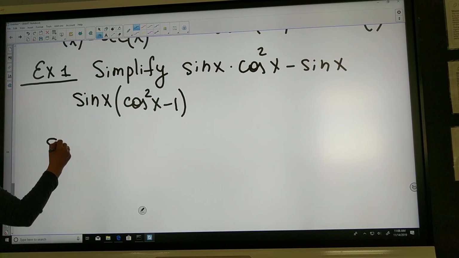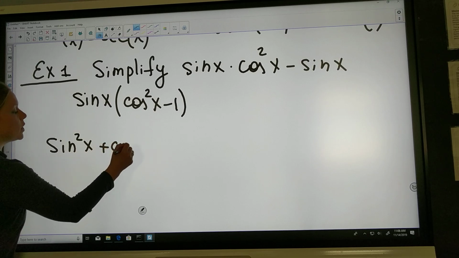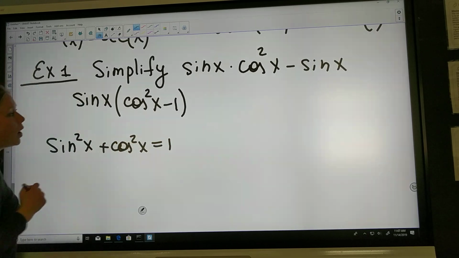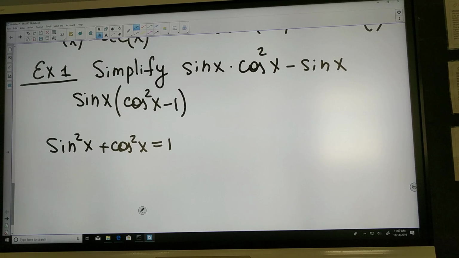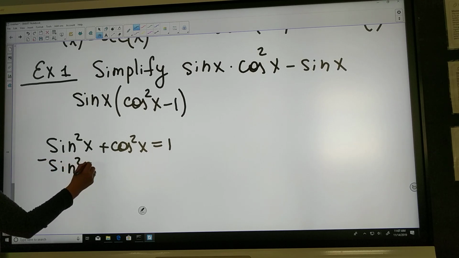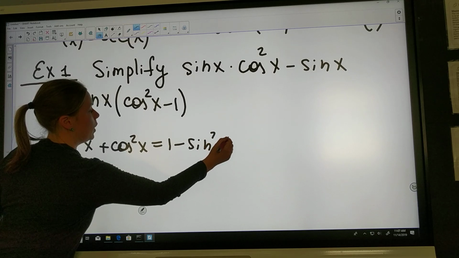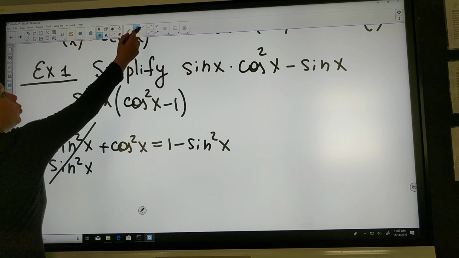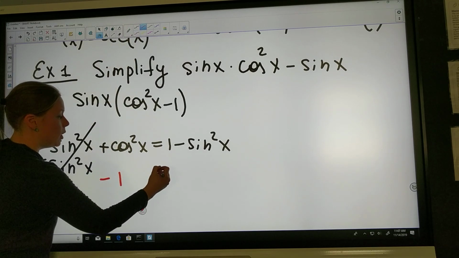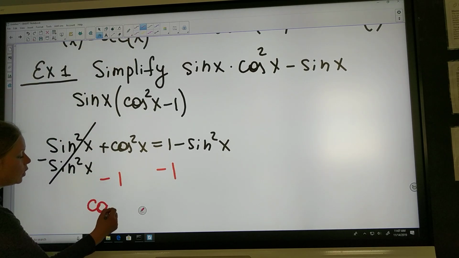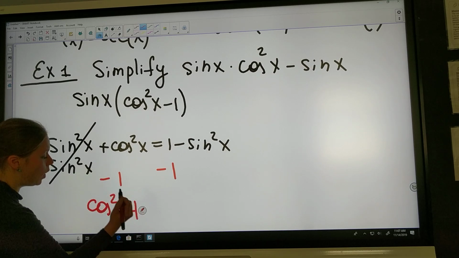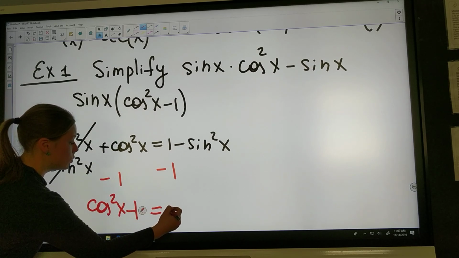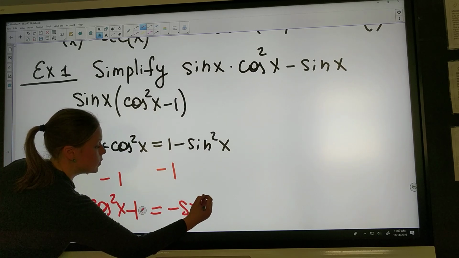Alright, I'm using sine squared plus cosine squared equal to 1. Let me subtract 1 from both sides and minus sine. I'm subtracting sine squared first. This goes away. And I will then subtract 1 from both sides, and I will have cosine squared minus 1 equal to minus sine squared x.